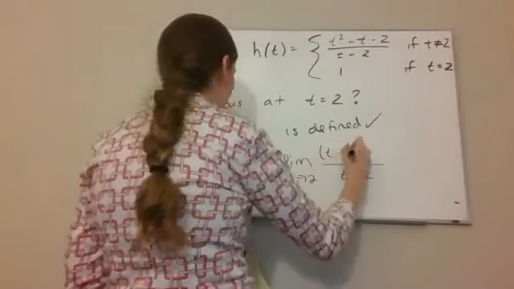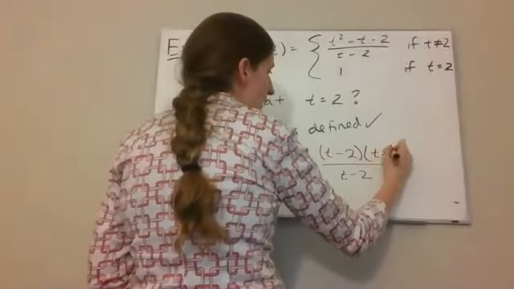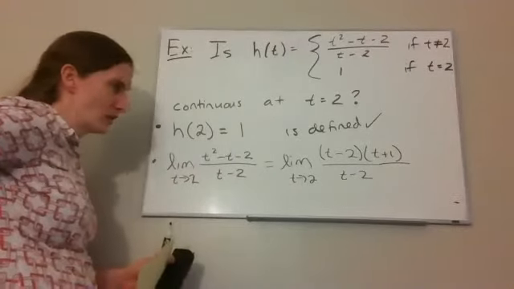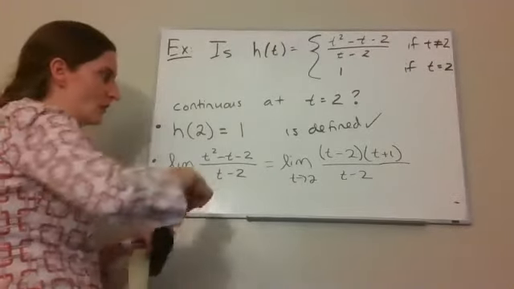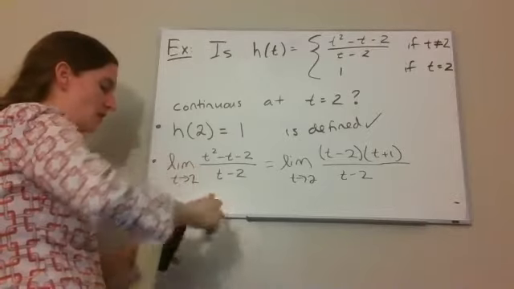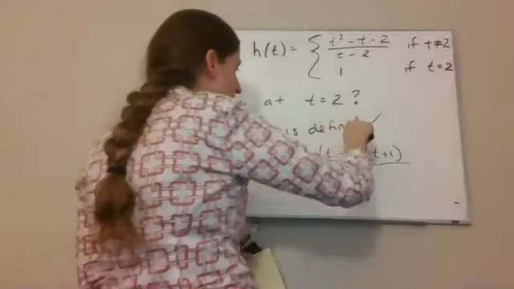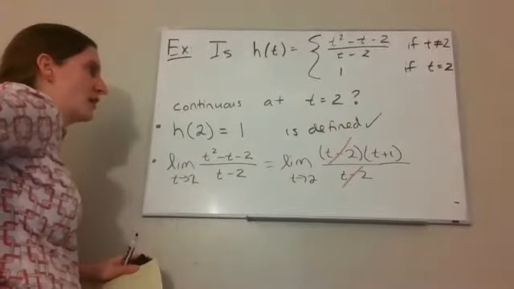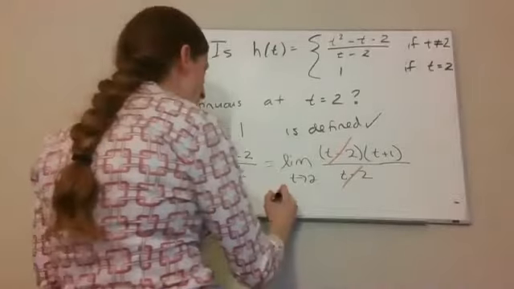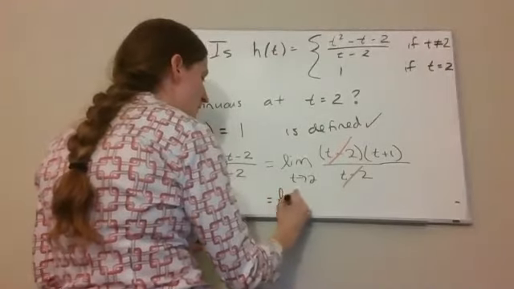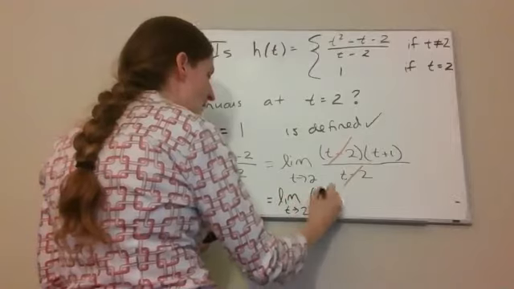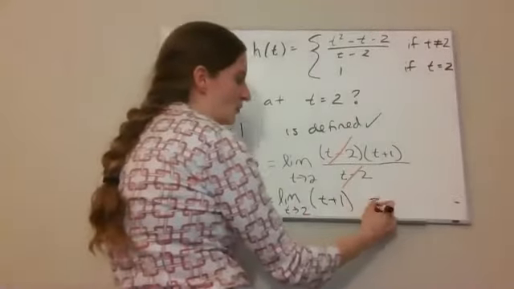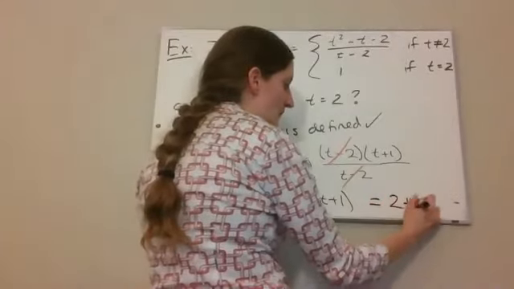And I will get a t minus 2 and a t plus 1 as the factored form. So now that it's factored, you can see that the t minus 2's get to cancel. You can cancel those common factors. So now my limit is just the limit as t approaches 2 of t plus 1. When I plug that 2 in, I get 2 plus 1, which is 3.